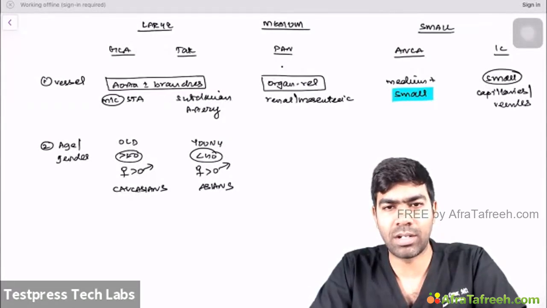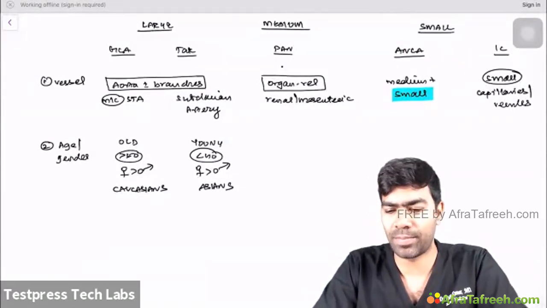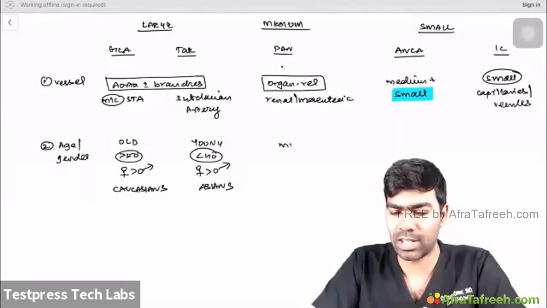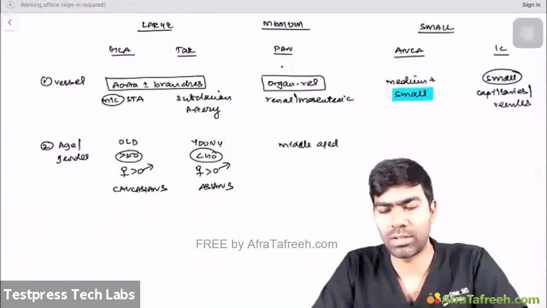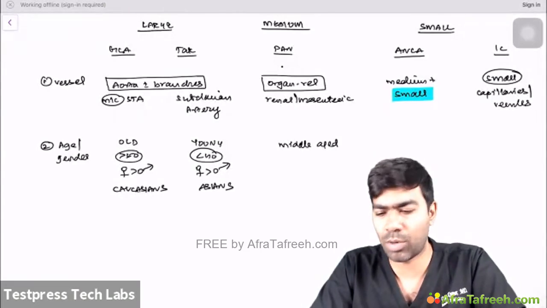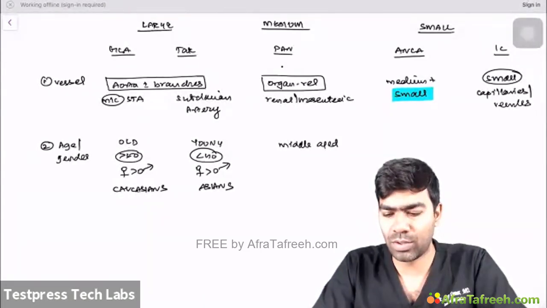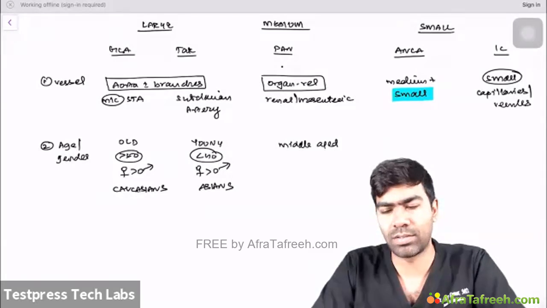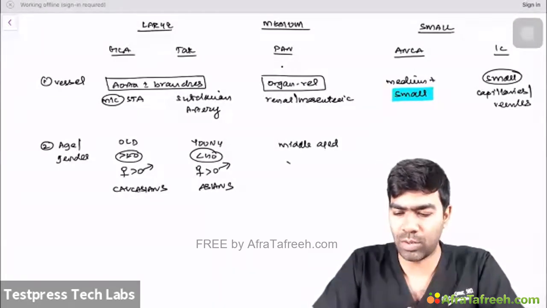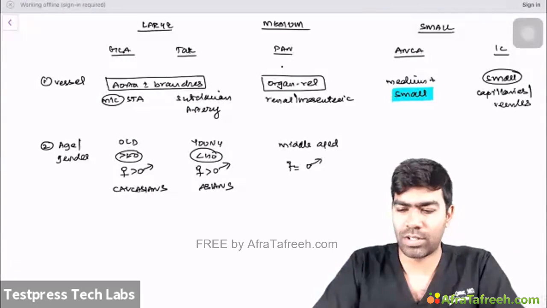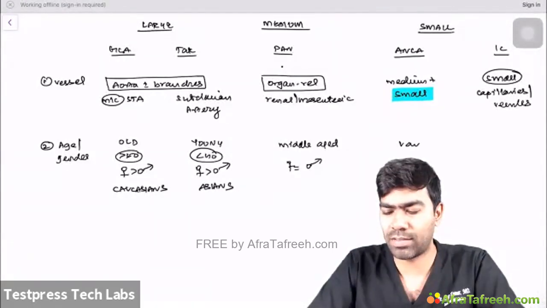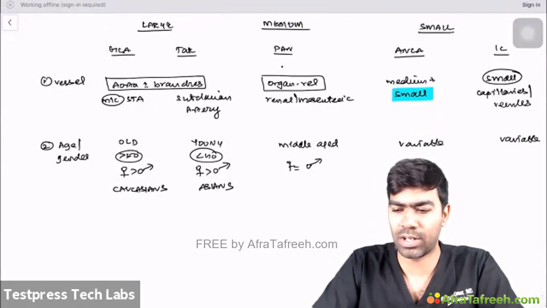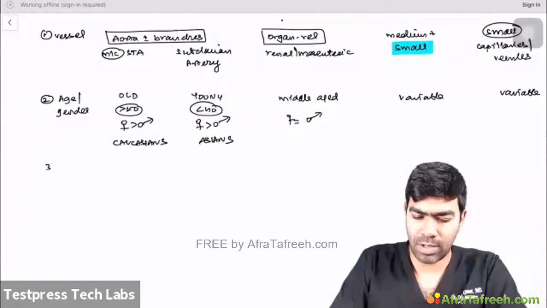As far as polyarteritis nodosa is concerned, it's a variable age, but generally the middle-aged group, most of them because of Hepatitis B virus, which has a significant association with polyarteritis nodosa. And there is no such gender preponderance, so males and females can be equal in polyarteritis nodosa. As far as ANCA-related vasculitis is concerned, we don't really have any particular age, and immune complex vasculitis, again, variable.